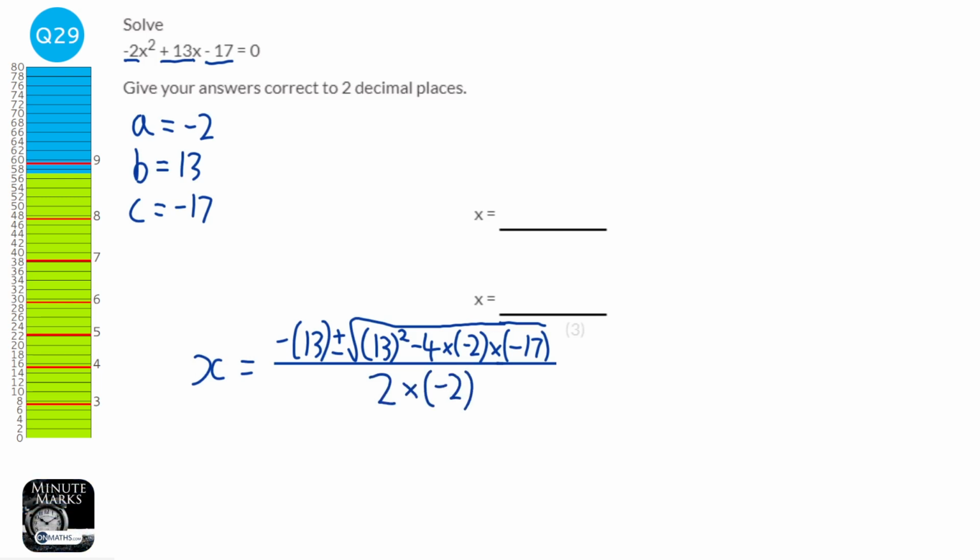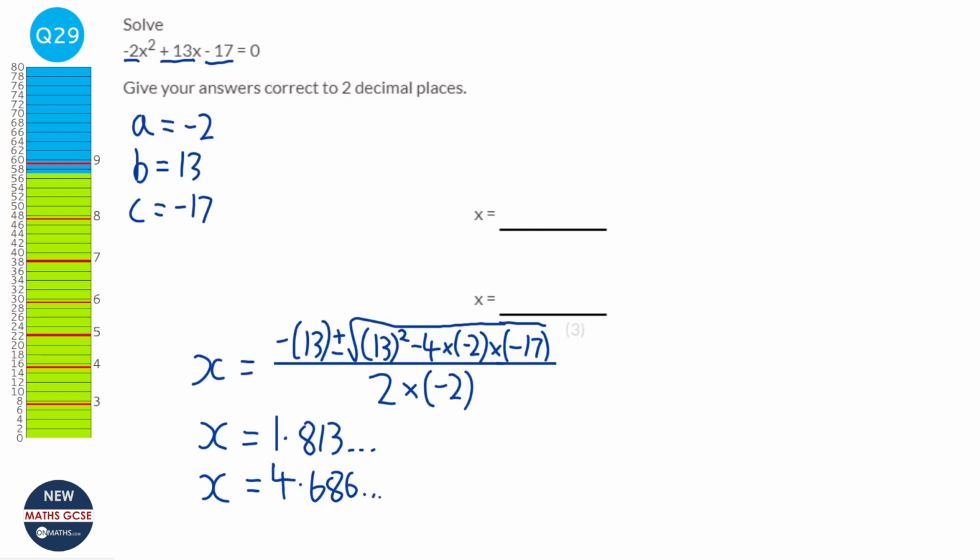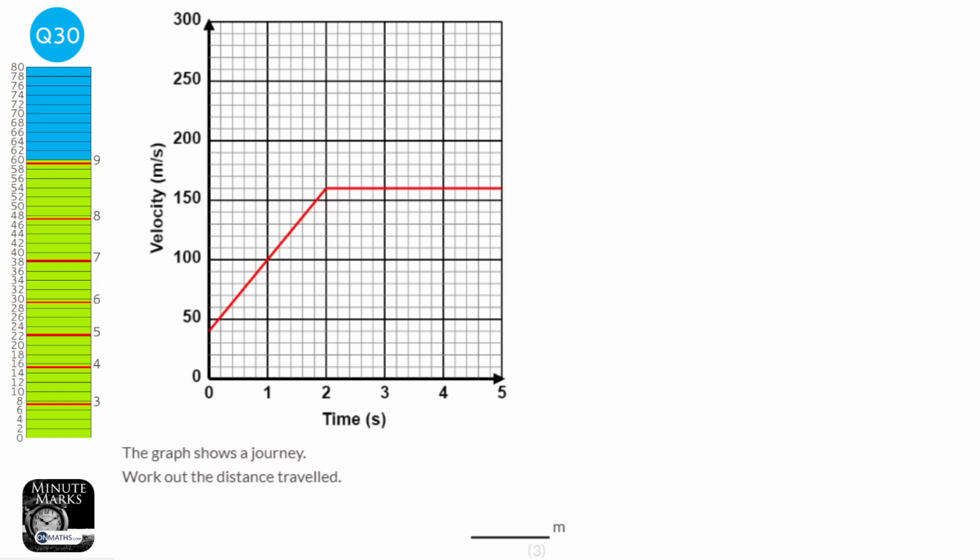We're going to first of all put that into our calculators with a plus there, and when you do it with a plus there, you get 1.813 blah blah blah. And then what you're going to do is use your calculator to go back to this and change it for a minus. And when we do that, we get 4.686 blah blah blah. And so to 2 decimal places, we've got 1.81 and 4.69.